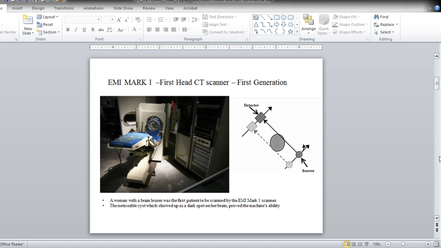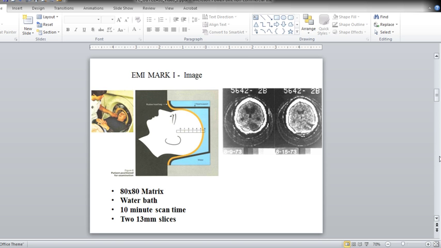If you see on the left side, this is how the detector and source are arranged. This is how the image is acquired by EMI Mark 1. On the right side, in the image, there are dark spots. Here it is an 80 by 80 matrix of the image, and the method we use is the water bag method. Scan time is 10 minutes, and it gives 13 mm slices of the images.